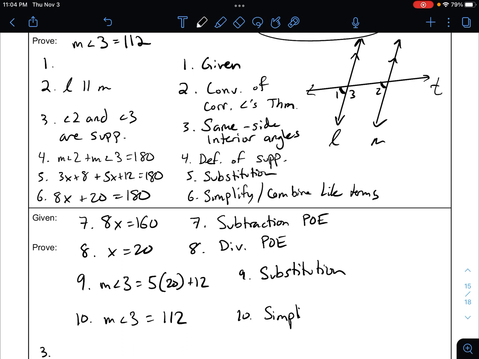But notice all of the geometry happened right up here, and then all the algebra happened after. That's typically common with proofs: you're going to get all your geometry information out there first, and then you're going to be able to work with it using some algebra properties. So stay tuned for the next section, which will be 2.10.